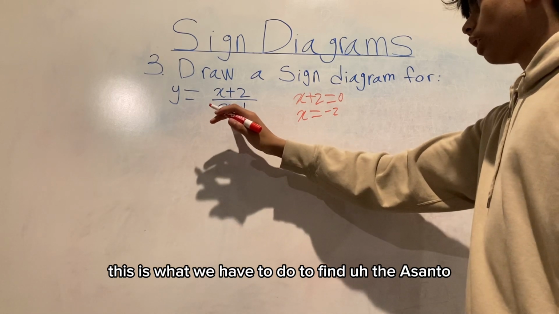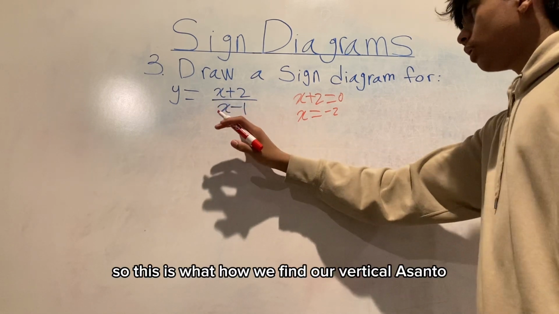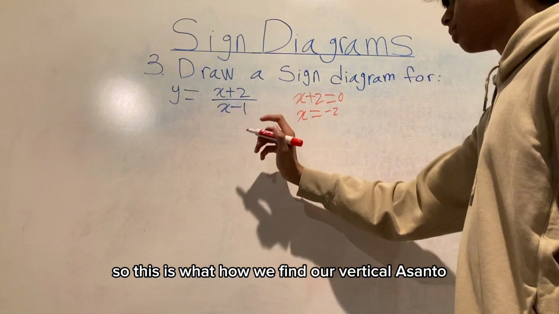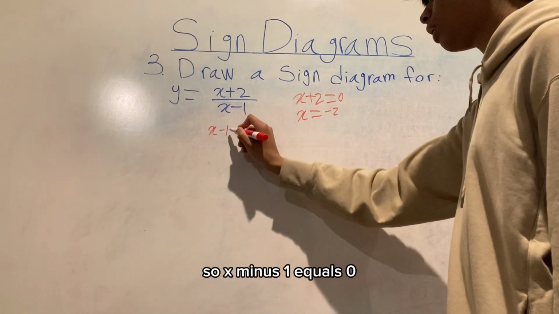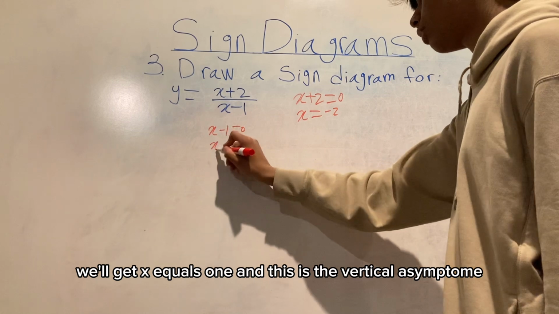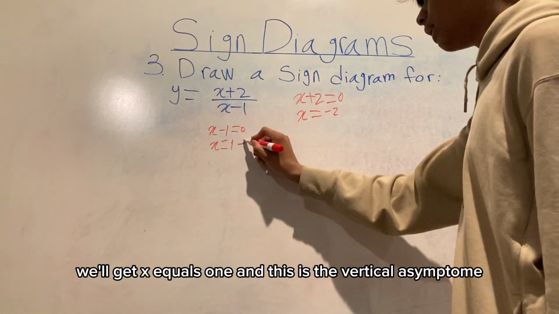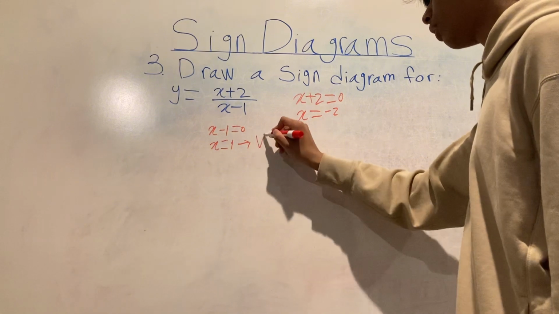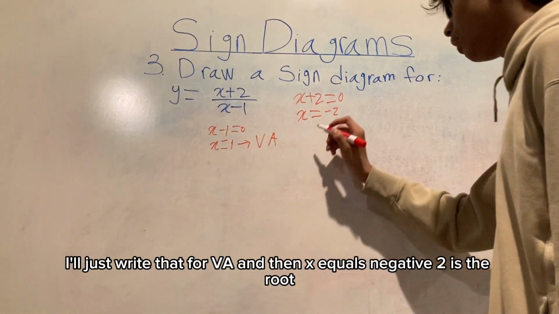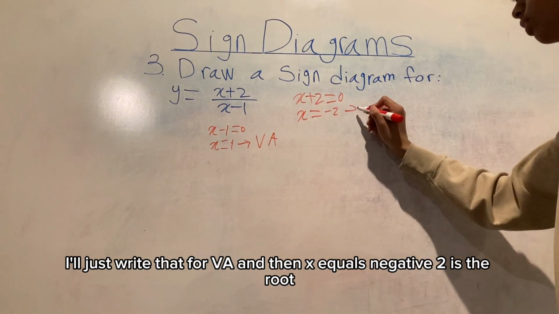But now in the bottom, x minus 1, this is what we have to do to find the asymptote. So this is how we find our vertical asymptote. If we set the denominator equal to 0, so x minus 1 equals 0, we'll get x equals 1. And this is the vertical asymptote. I'll just write that for VA. And then x equals negative 2 is the root.